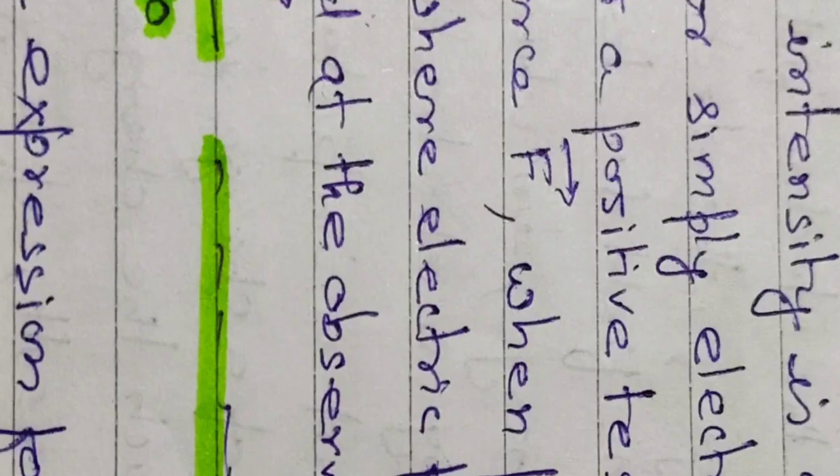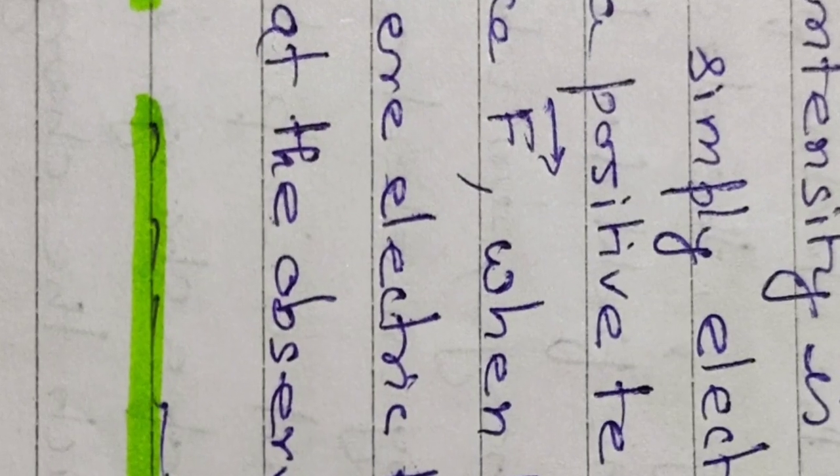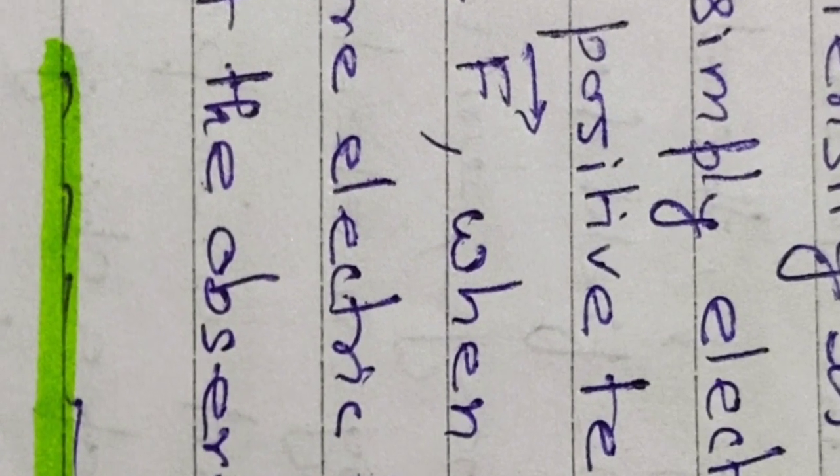Consider that a positive test charge q naught experiences a force F when placed at the observation point. F is a vector here. The observation point is the point where electric field is to be determined. The electric field at the observation point is given by this equation. In the above expression for electric field, it is assumed that when the test charge q naught is placed at the observation point, it does not disturb the source charge.